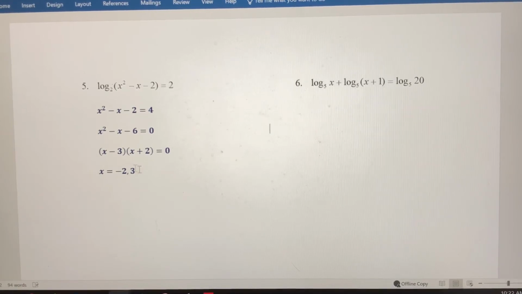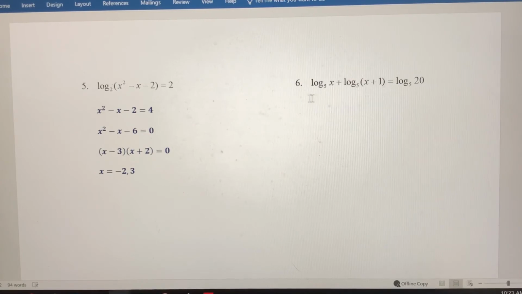Use the zero product property, and I get my answers, negative 2 and positive 3, okay? Now, again, you want to check these and see if either of these is extraneous. When you plug in negative 2 for both these x's, negative 2 squared would be 4, plus 2 is 6, minus 2 is 4. So 2 squared equals 4. If you plug in 3, it's going to work also. 3 squared is 9, minus 3 is 6, minus 2 is 4. So that makes this whole thing 4. And again, 2 to the second power is 4. So both of these are going to work. No extraneous solutions in problem 5.